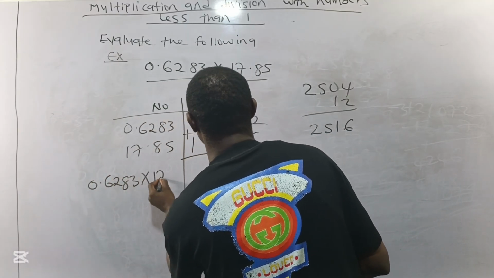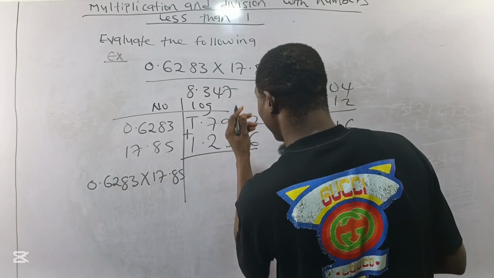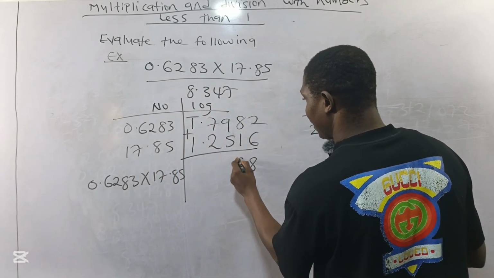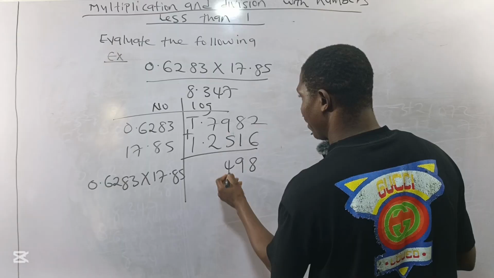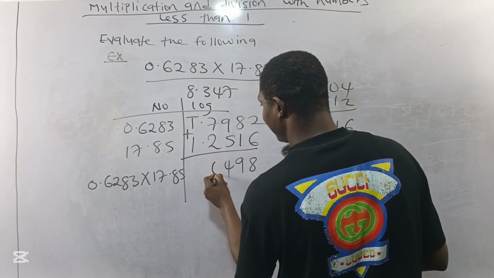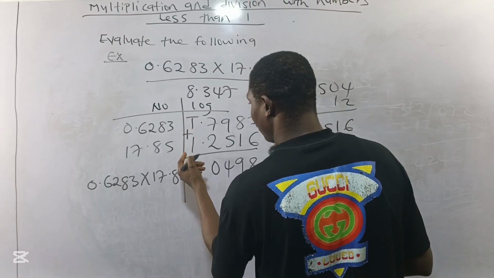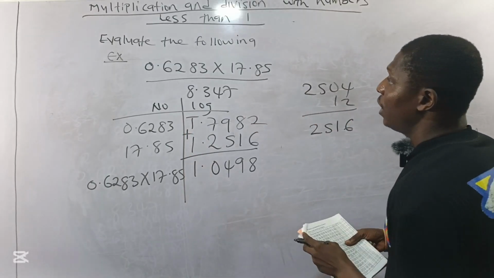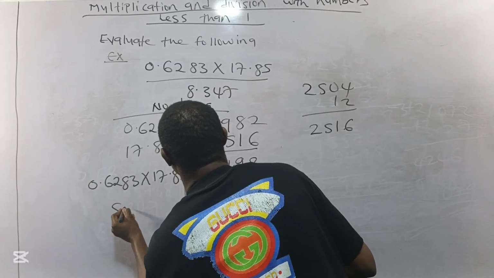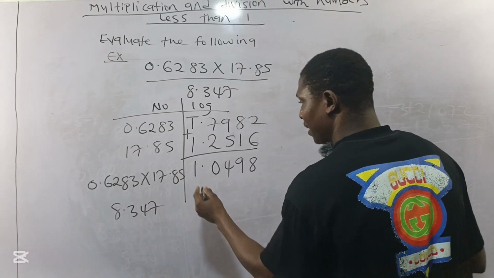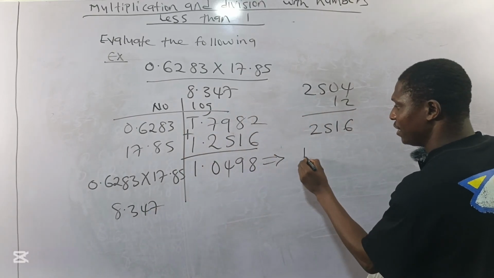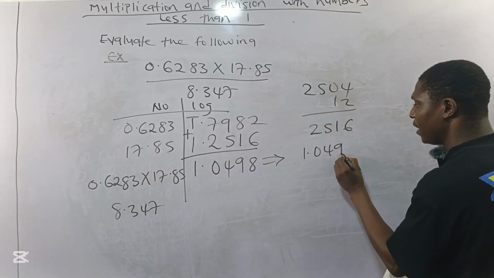For 0.6283 times 17.85, when I add up, I'll have 8, 9, 10, 14, 4 carry 1. Here becomes 10. 0 carry 1. 1 minus 1 will give me 0. So I have 1 point. And for the denominator, I have 8.347. This will give me 1.0498.